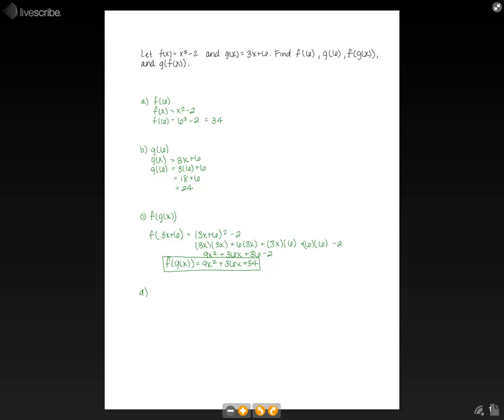Alright, so the last part says g of f of x. So the first step here is to plug in f of x. So we get g of x squared minus 2.